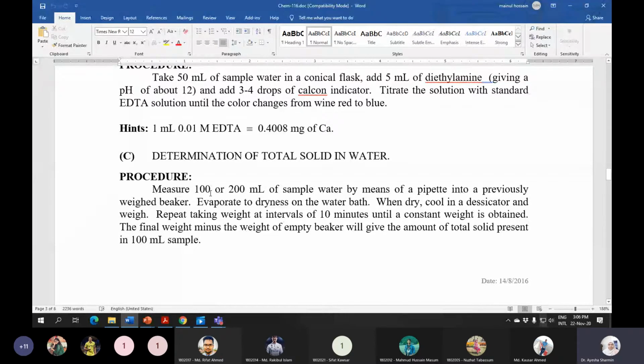So measure about 100 ml sample water by means of a pipette into a previously weighed beaker. That means you take a beaker which is clean and dry, and then you take its weight using a balance, and then take about 100 milliliter of sample water. Now, if the temperature is 25 degrees Celsius, 1 atmospheric pressure, the 100 milliliter of water should weigh how much? Remember the density of water? What is the density of water?